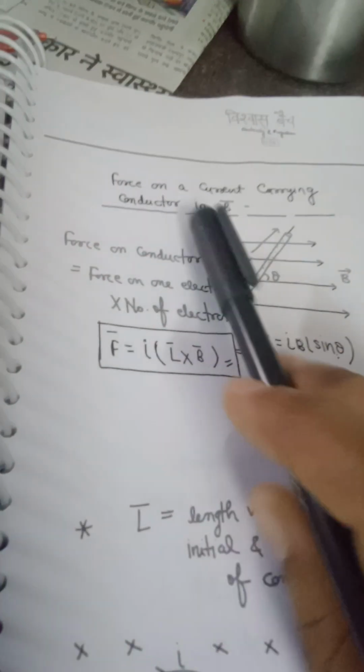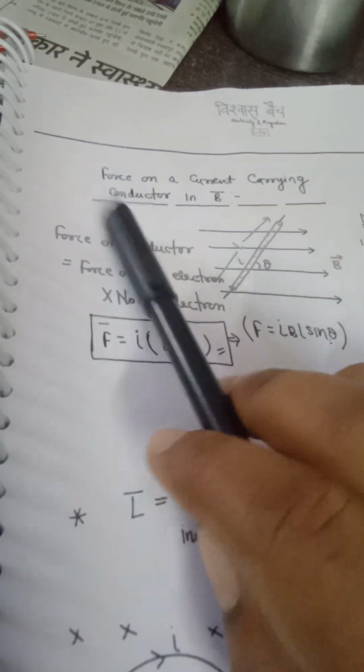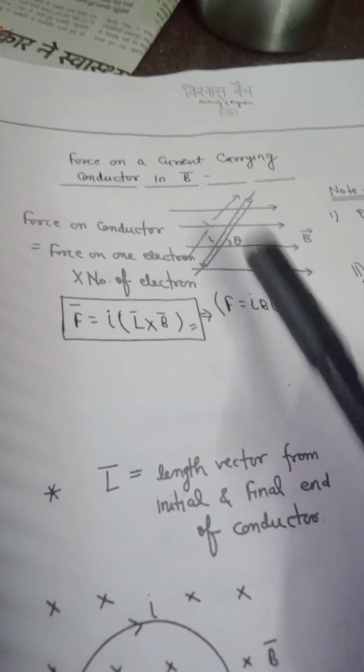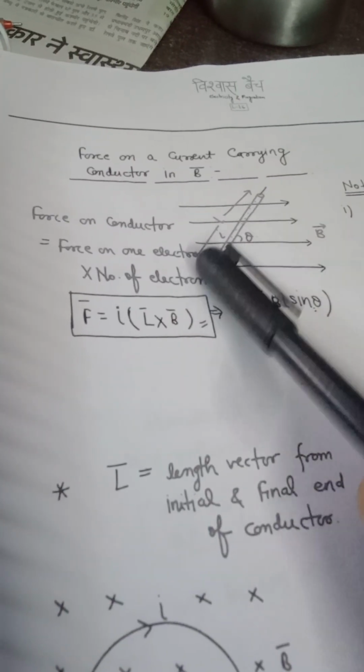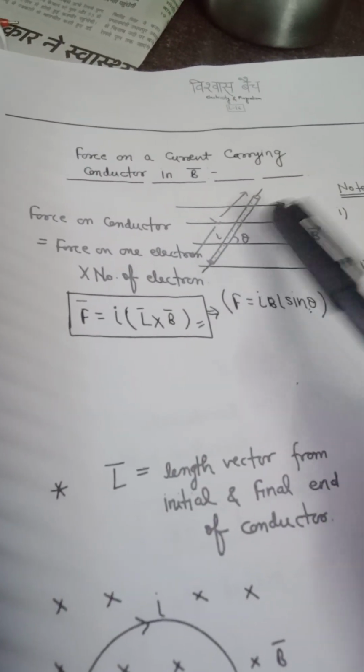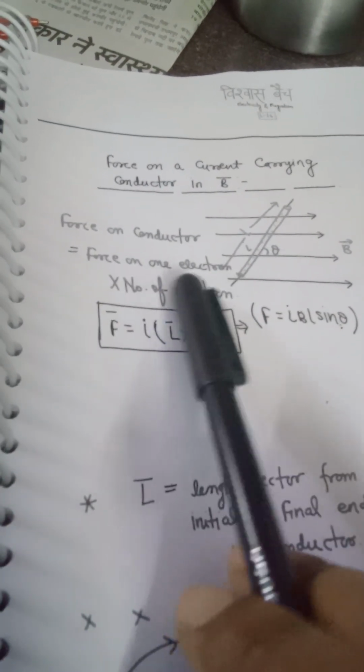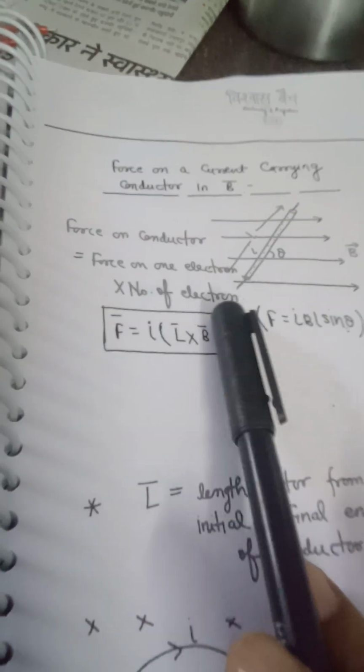Hello, today I am discussing the force on a current carrying conductor in a magnetic field. So this is a magnetic field and this is our conductor of length L, placed at angle theta with the magnetic field. So the force on a conductor equals the force on one electron times the number of electrons.